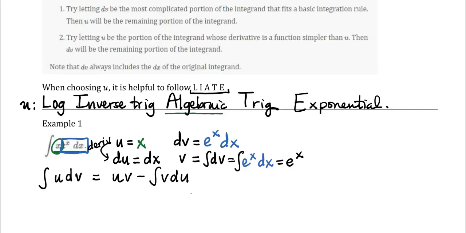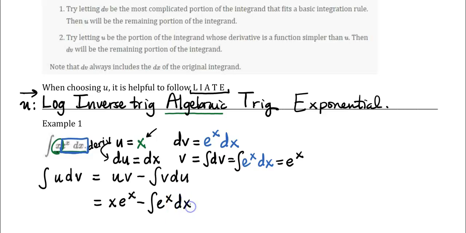So recapping so far, we used this acronym to help us choose u. Once we chose u, everything else that was left in the integral was our dv. We then took the derivative on one side to get du and the integral on the other side to get v, and now we're about to plug into this formula. So we have u multiplied by v. u is x, v is e to the x. From that, we are subtracting the integral of v du. v is e to the x.